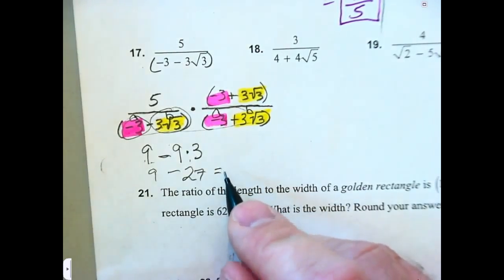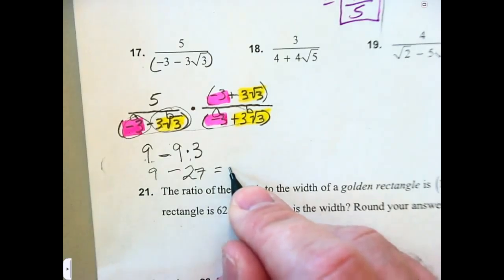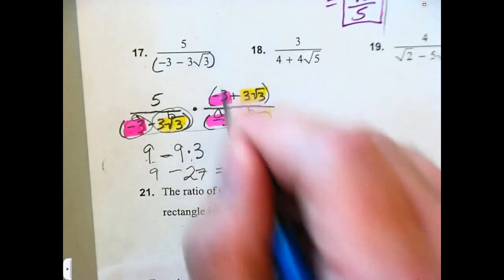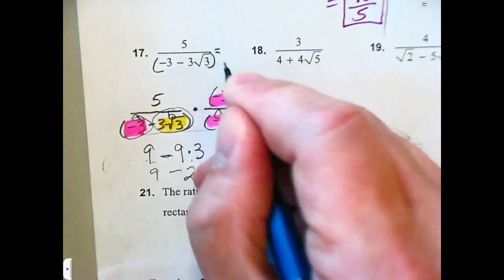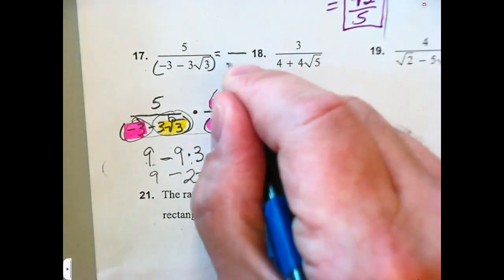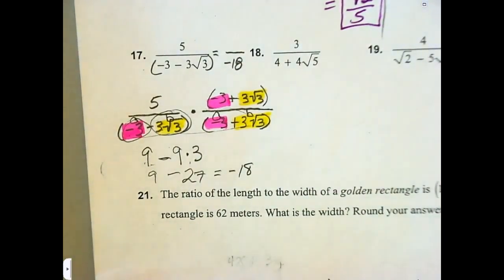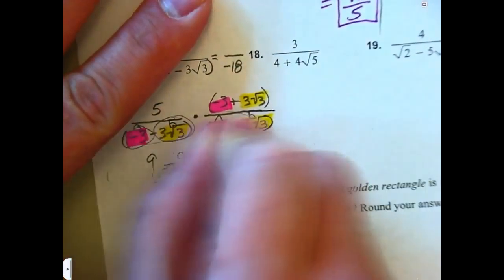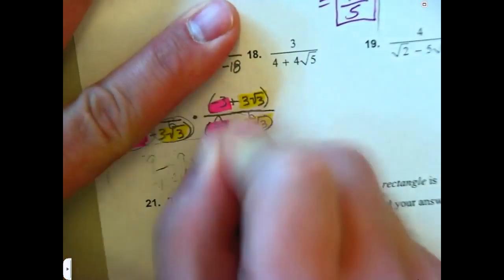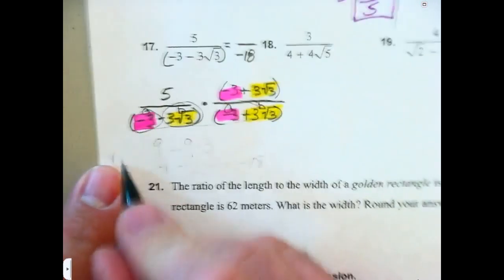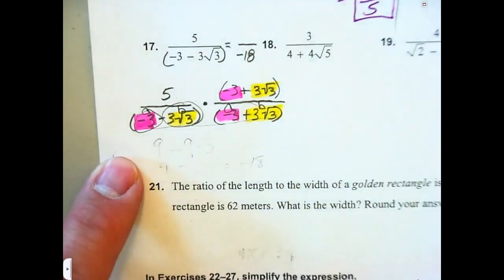What is that? Negative 18. So my denominator has now become negative 18 up here. For those of you that think I just did some crazy black magic, and you don't get what he did, then multiply it out. It just takes your math, right?